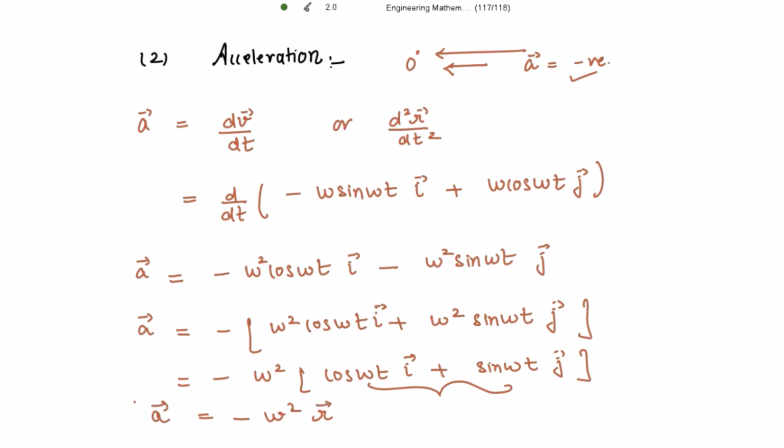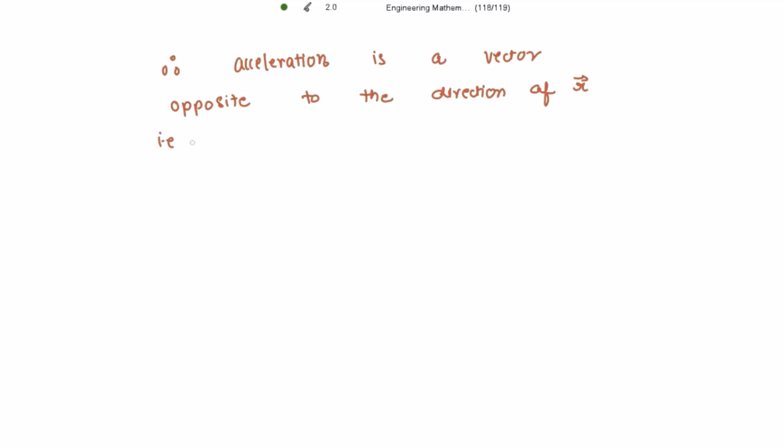So from here we say that acceleration is opposite to this position vector, which means it is directed towards the origin. So since acceleration is a vector opposite to the direction of the r vector, the position vector, the acceleration is directed towards the origin.